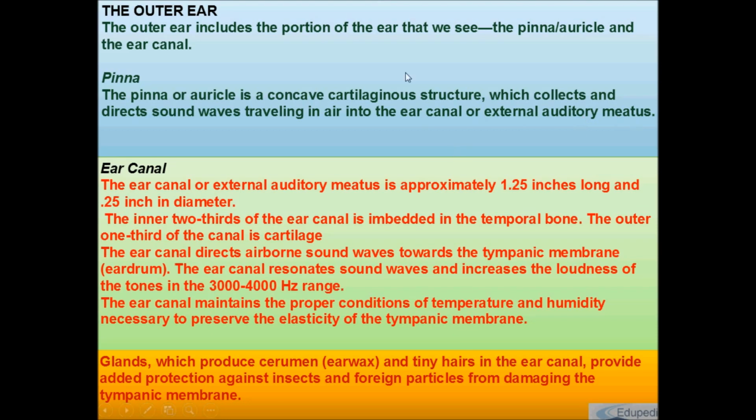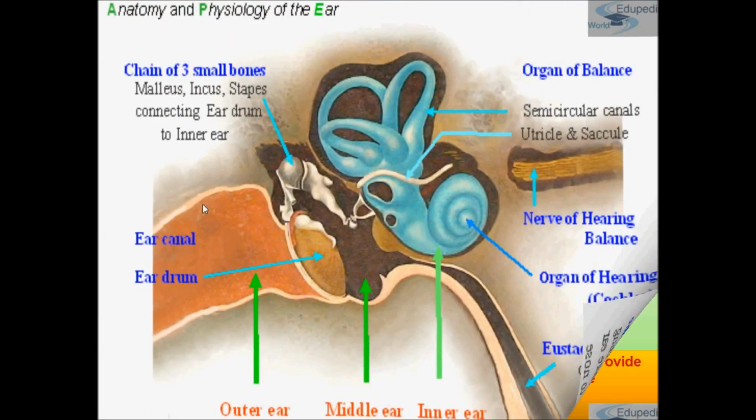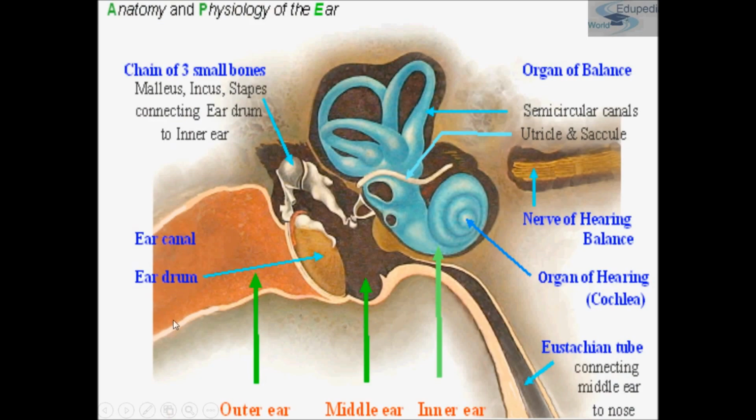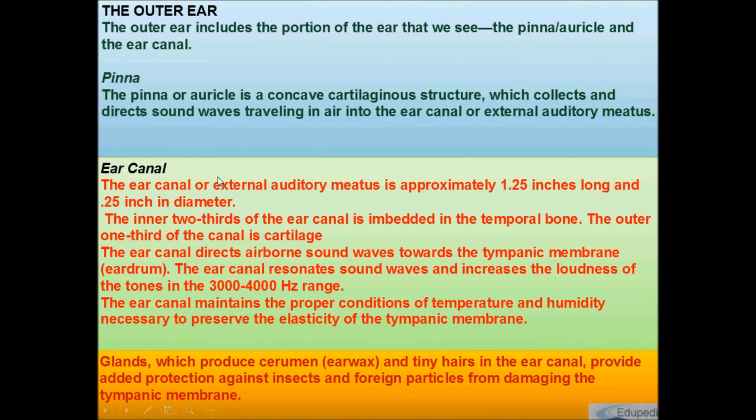So, ear canal, what is ear canal? See, I'm showing you what is ear canal. This region is your ear canal and this is your eardrum. So, ear canal or the external auditory meatus is approximately 1.25 inches long and 0.25 inch in diameter.